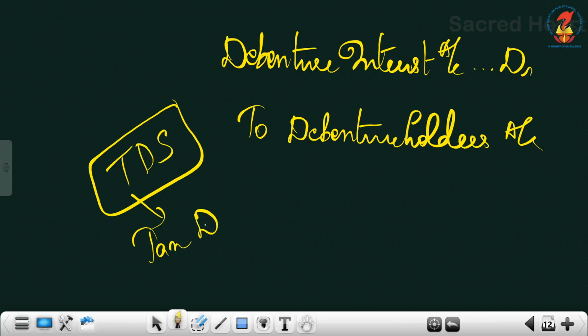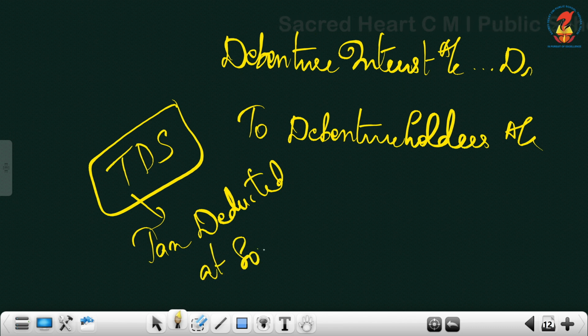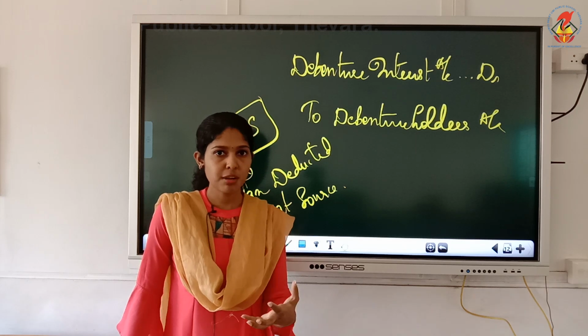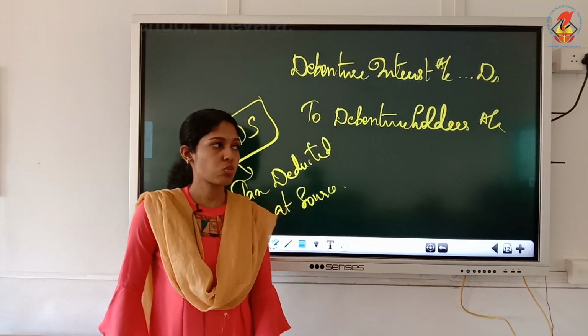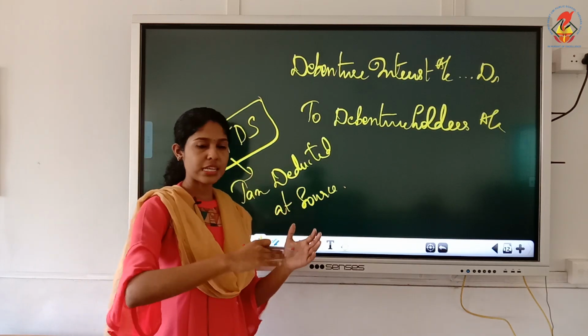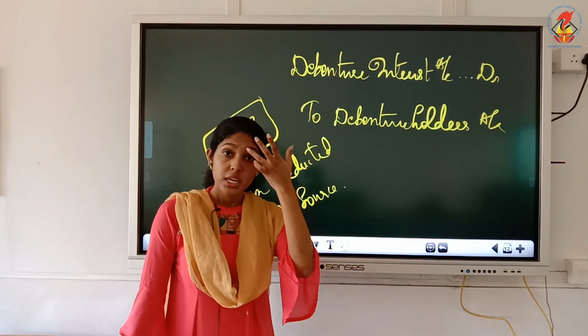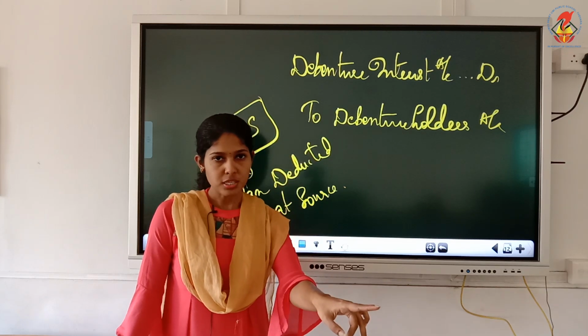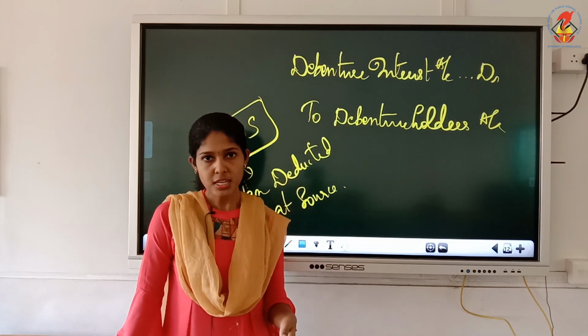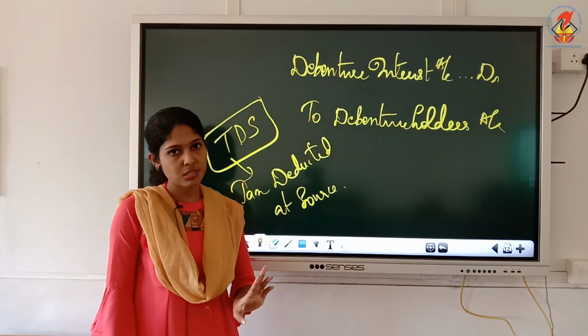That is tax deducted at source. Tax deducted at source means at the time of earning income itself, tax will be deducted. TDS, tax deducted at source. Now we are giving this interest to whom? To the debenture holders. It is an income for debenture holders. So debenture holders will have to pay tax on their incomes, so they will have to pay tax on this interest also.